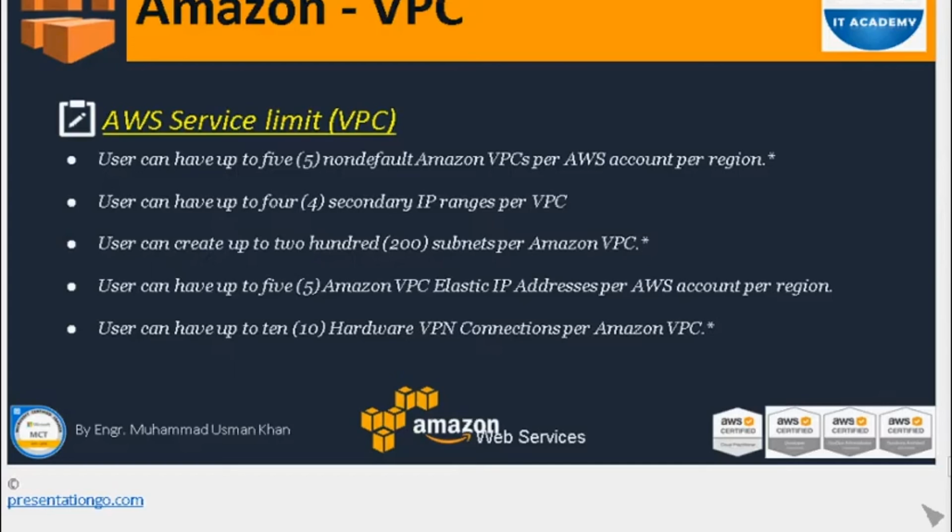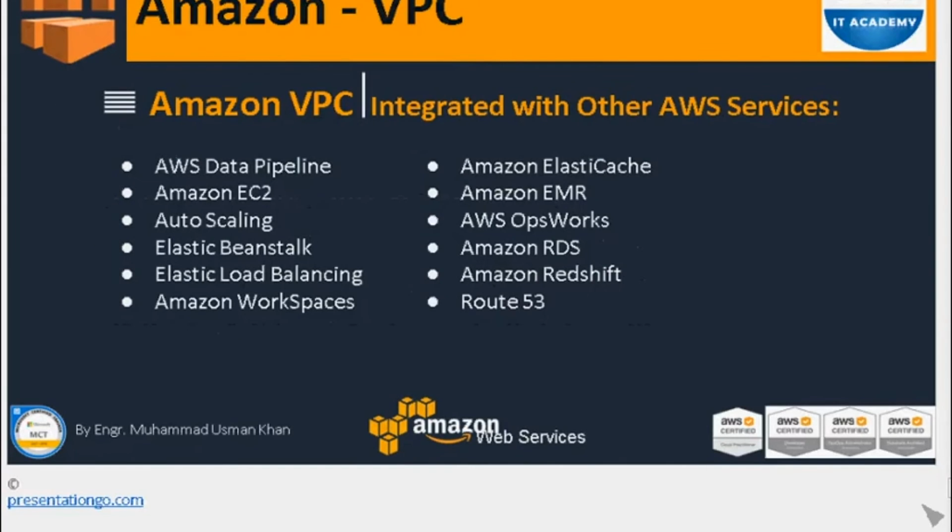A user can have up to 5 Elastic IP addresses per AWS account per region. Elastic IP means a permanent IP which will never change, regardless of whether you reboot or stop the machine. A user can have up to 10 hardware VPN connections per Amazon VPC. A hardware VPN connection is a connection you create from your VPC to your on-premises data center or on-premises office. You can increase this service limit by opening a support ticket.